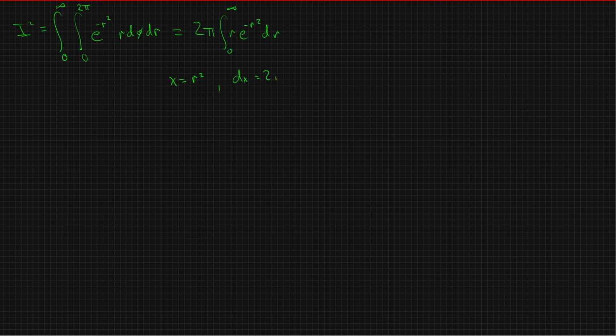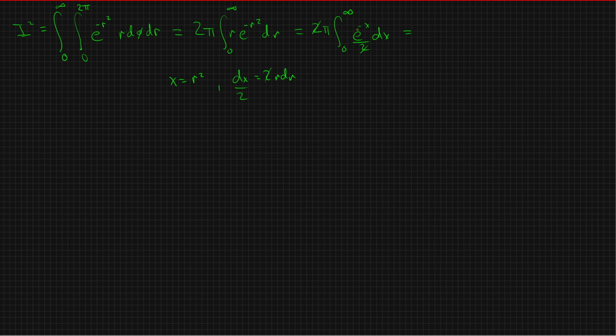dx equals 2r dr. And so then you can take the 2 out of there, put it over here, and then you've just got r dr there and x right there. So this becomes something rather nice. It'll be 2 pi times the integral from 0 to infinity of e to the minus x over 2, because we've got that factor right there, dx. Cool, so the 2's cancel out.